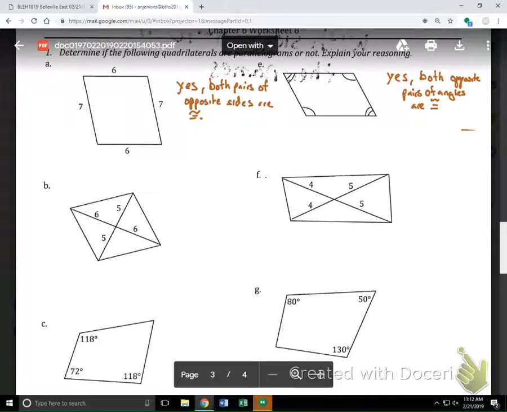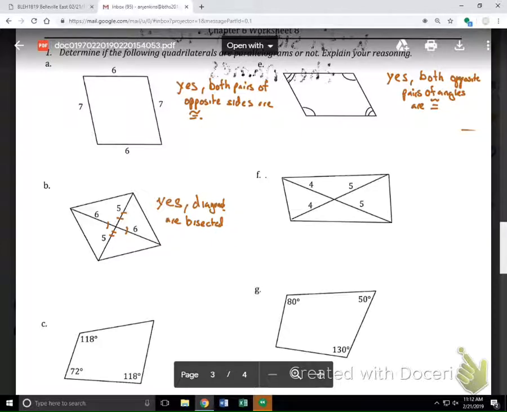Okay, our next one. We see B. Is B a parallelogram? Yeah. It is. How do you know it? The diagonals bisected. Yep, our diagonals have been bisected. And we see that here.